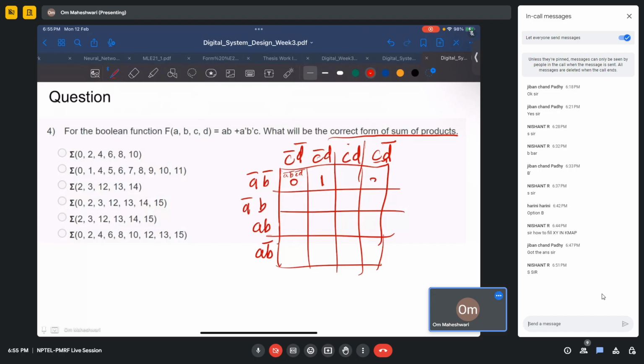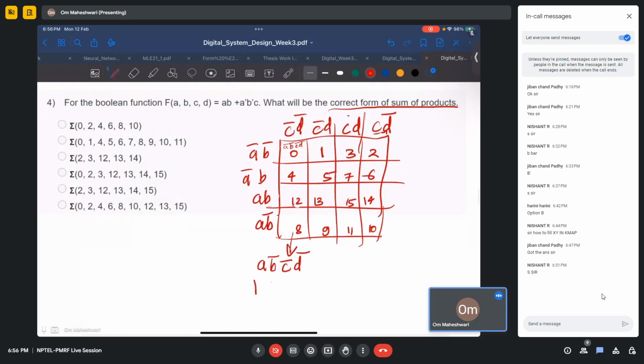Simply this is 1, 2, 3, 4, 5, 6, 7, okay, 8, 9, 10, 11, 12, 13, 14, 15. So I have written these numbers because I have solved this many times, so I remember in which block which number comes. But if you do not know, you are just starting, you can see, right? A bar, why is this 8? Here this block represents A, B bar, C bar, D bar, right? So what is this? 1, 0, 0, 0, which is 8, right?